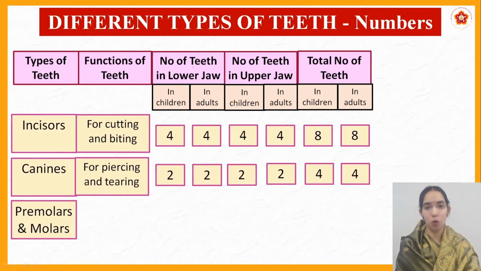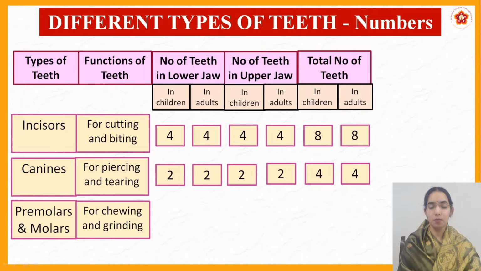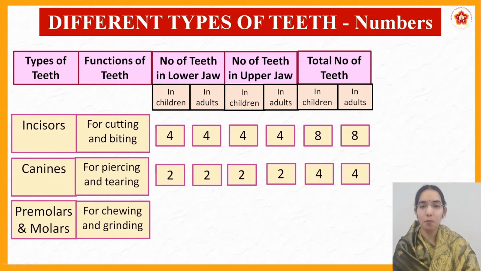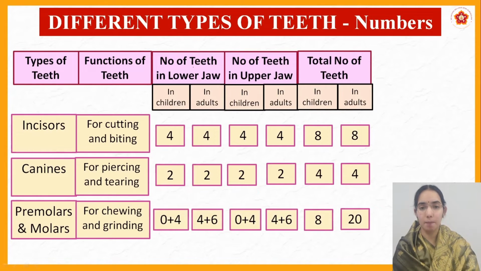Now premolars and molars. Their function, as we know, is chewing and grinding. Over here there is a little exception, because in children and in adults their number varies. So in case all your permanent teeth have come, then your premolars and molars numbers will vary. But if you still have milk teeth, then it will vary. So let's see what their numbers are.